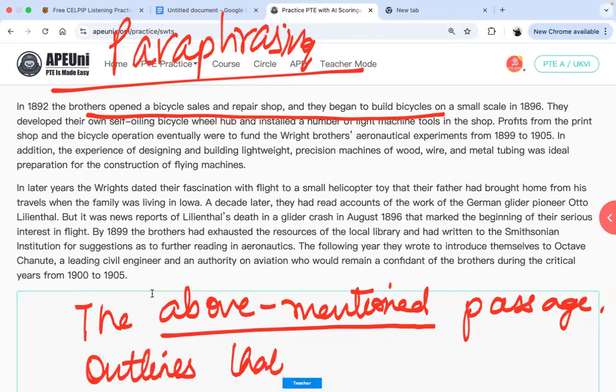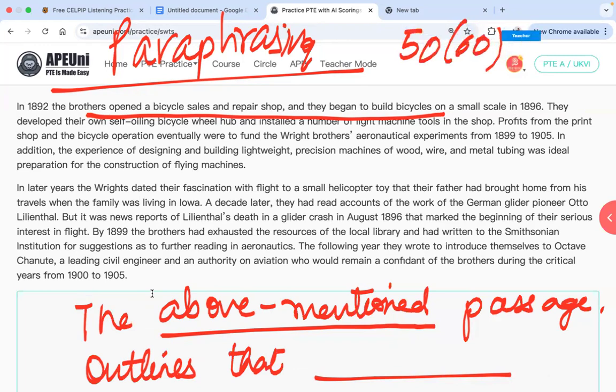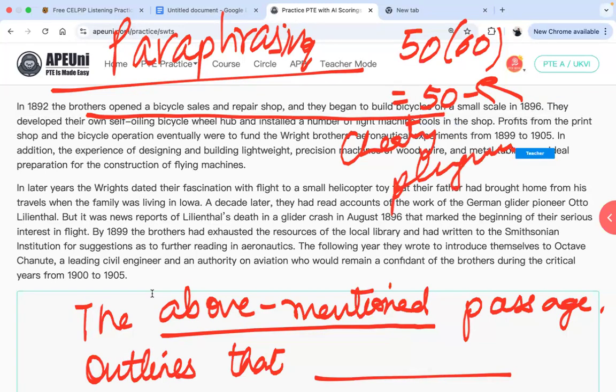Why are we doing this? Why can't we start straight away? Reason. If we write 50 words or 60 words in our answer, and we are writing those 50 words from the paragraph, that is cheating. Plagiarism. You know what's plagiarism? You all are studying in universities in Australia. We don't want that.